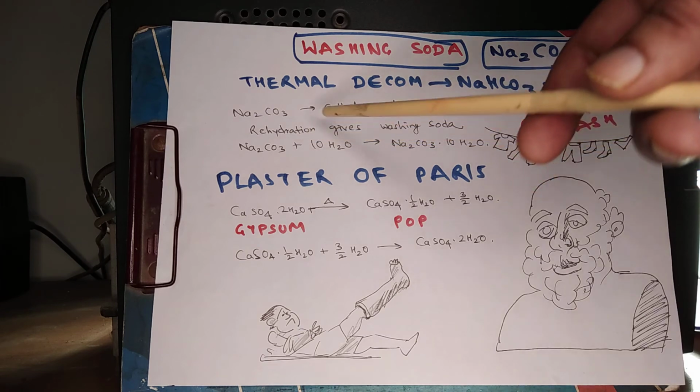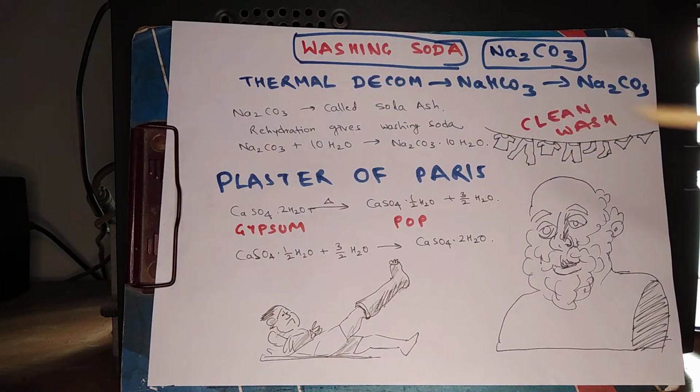Sodium carbonate is rehydrated, added with water. This gives sodium carbonate decahydrate, that is Na2CO3·10H2O. So now it becomes washing soda. As the name suggests, the use of washing soda is for cleaning and washing purposes. So you are doing laundry, you are using it as soap and so on.